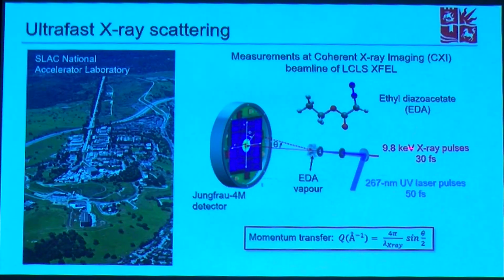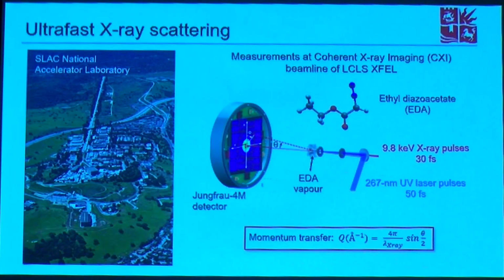And then we come in with approximately 10 keV hard X-ray pulse, about 30 or 35 femtoseconds in duration, and scatter those X-rays off the photoexcited gas. And this is now an X-ray scattering problem, which should tell us about structural information and the evolution of the structure of these molecules. So the measurable in this experiment is on a position-sensitive detector.